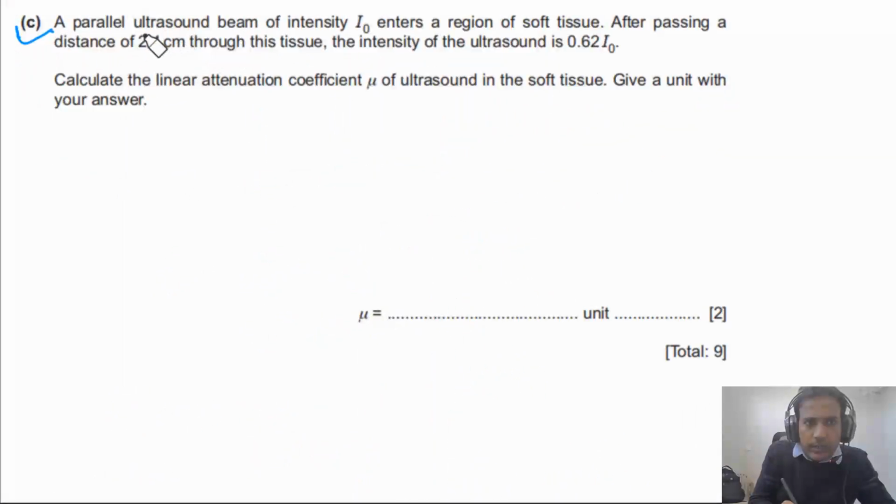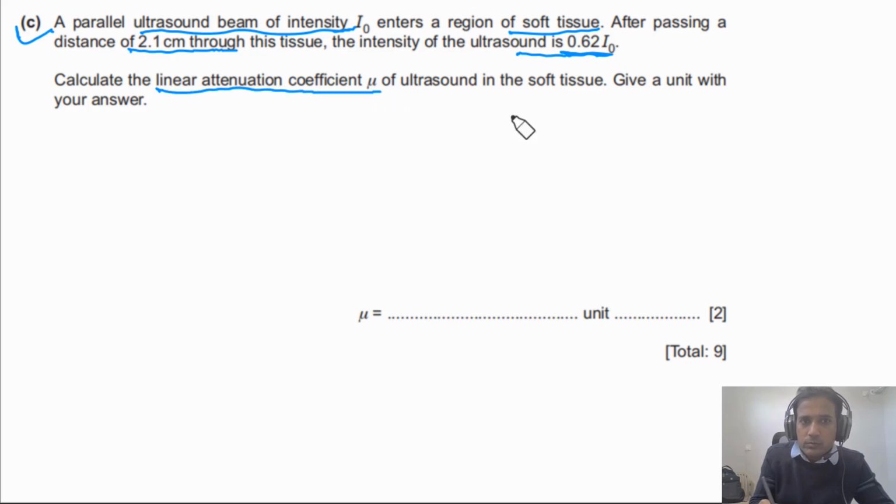Part C says a parallel ultrasound beam of intensity I0 enters a region of soft tissue. After passing through a distance of 2.1 centimeters through the tissue, the intensity of the ultrasound is 0.62 I0. Calculate the linear attenuation coefficient mu of ultrasound in the soft tissue. Give a unit with your answer.